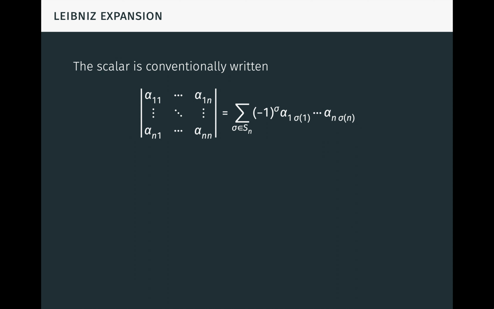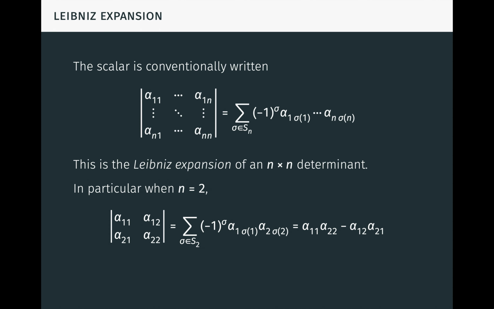By the way, that big ugly scalar is conventionally written in terms of coordinates alone, like this. This is the Leibniz expansion of an n by n determinant, and is often presented as a definition with no motivation or intuition. Aren't you glad that we're in the 21st century and you can see that this just falls out from the algebraic properties of a determinant function, which are themselves motivated by simple geometric properties? When n equals 2, this is just the expression we saw earlier for a 2 by 2 determinant.